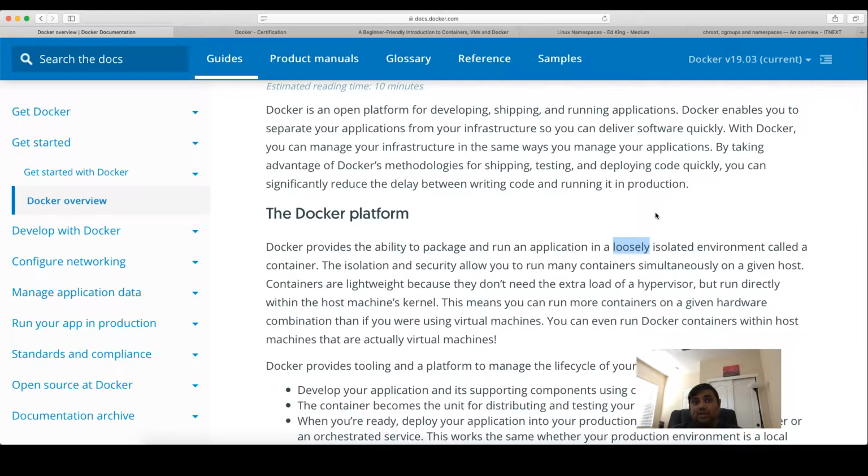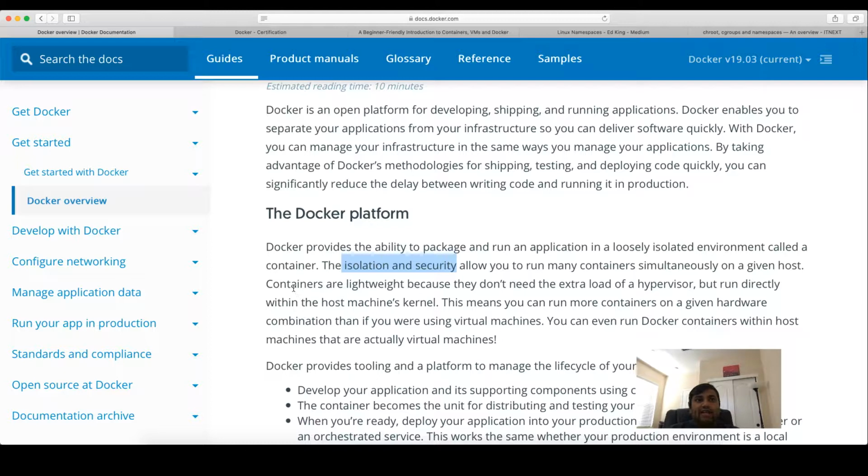It's loosely isolated. This isolation and security allow you to run many containers simultaneously. Now you know how that isolation happens, and the security is all thanks to the namespace and cgroup. Without that, this thing is not possible.